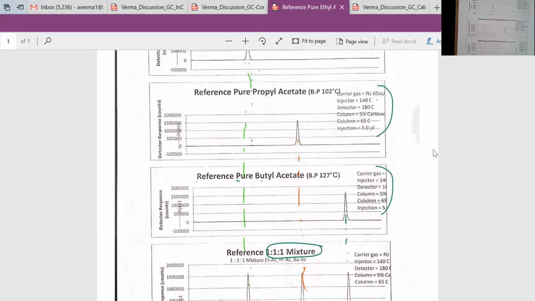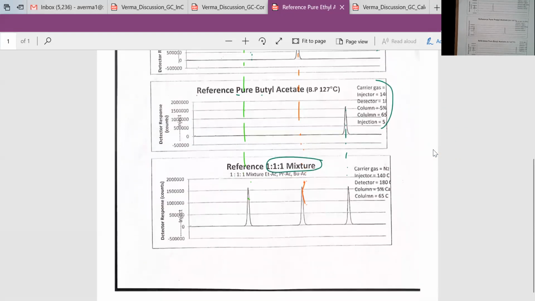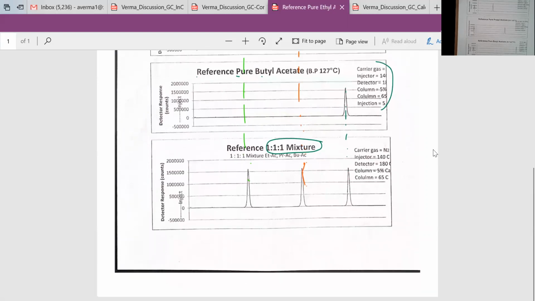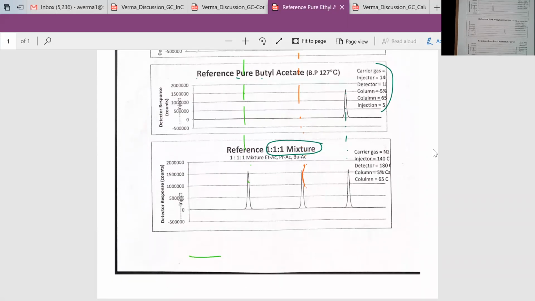And so, even if one of them is missing, you can determine which one is missing. This peak, the middle peak, which belongs to the propyl acetate, is missing in this particular spectra.